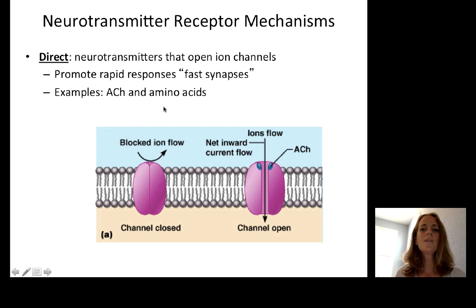How does this happen? Neurotransmitter receptor mechanisms are just like the ligand-receptor interactions we looked at in our cell communication. So this should be somewhat review for you guys. They can either be direct, where the ligand binding to the receptor, or the neurotransmitter receptor interaction, directly opens ion channels, and then ions will flow into the cell. Examples of these will be acetylcholine and amino acid-based neurotransmitters. These will be very fast interactions, directly opening the channel, ions go in immediately.